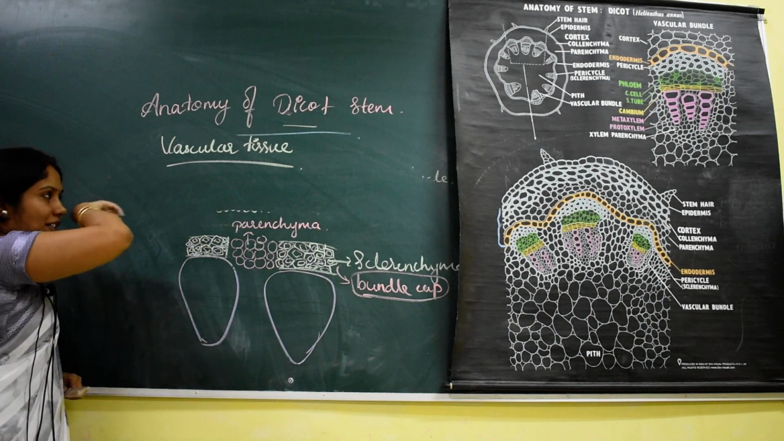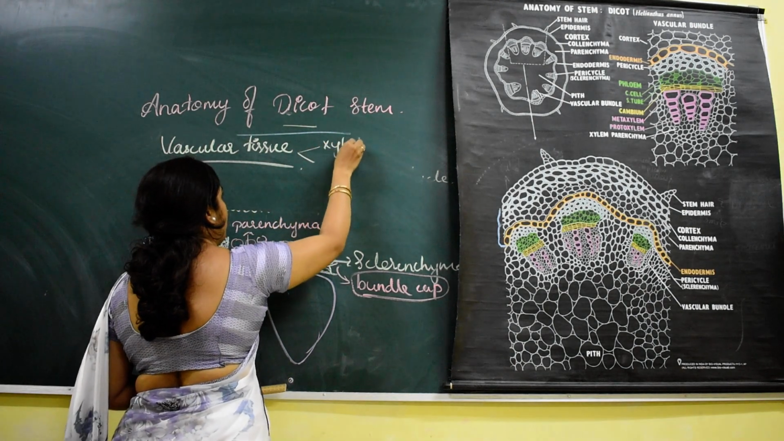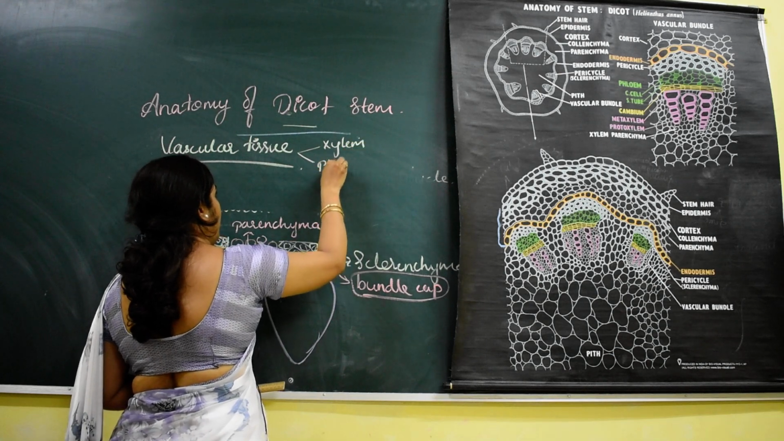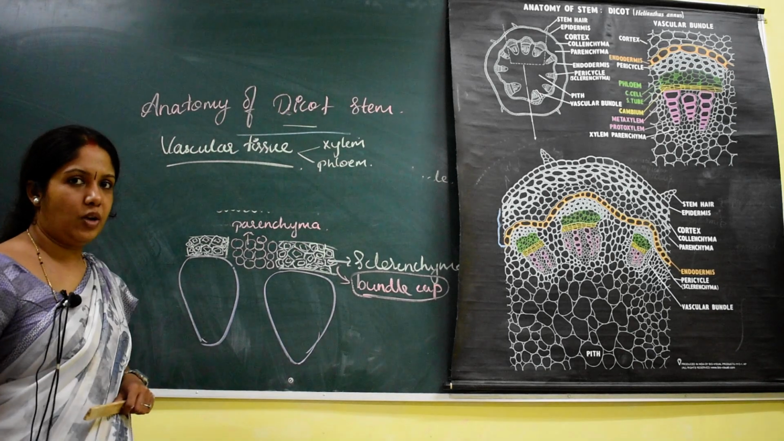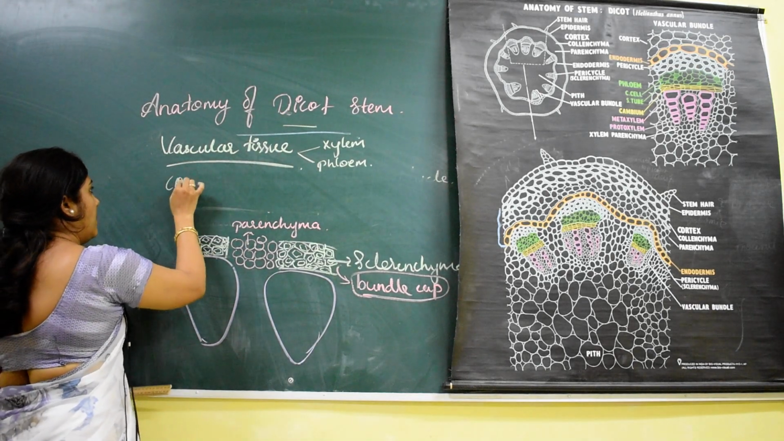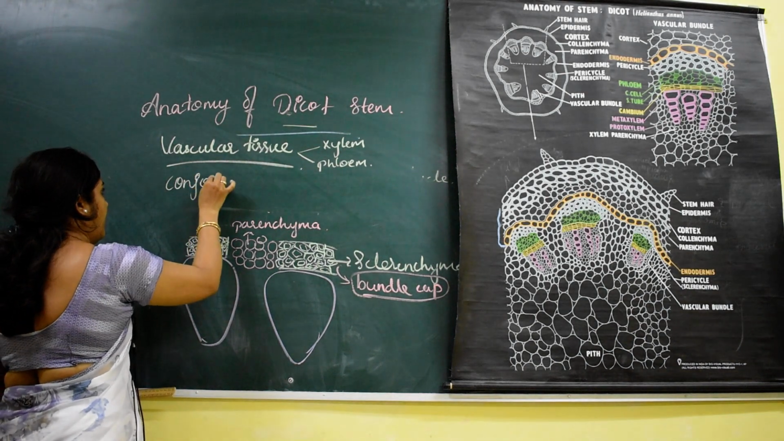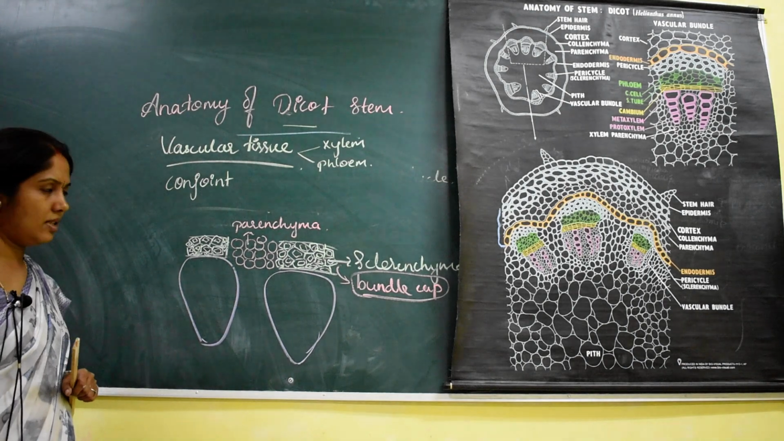So the vascular tissue is made up of xylem and phloem. First we will take up the terms. What type of vascular bundle is it? It is conjoint. We have already discussed in the last class what conjoint is.